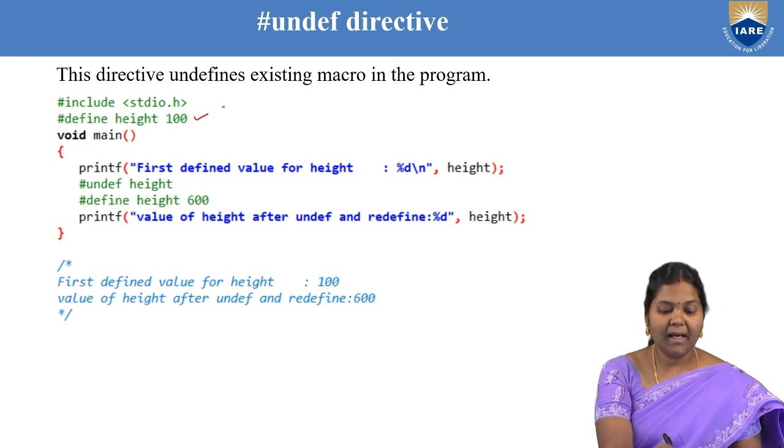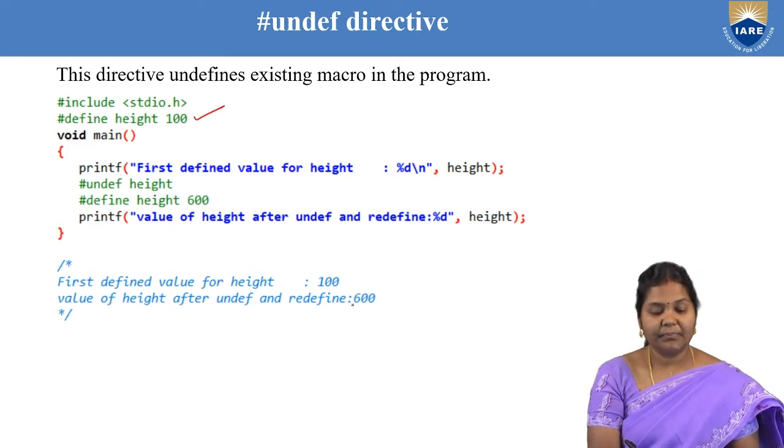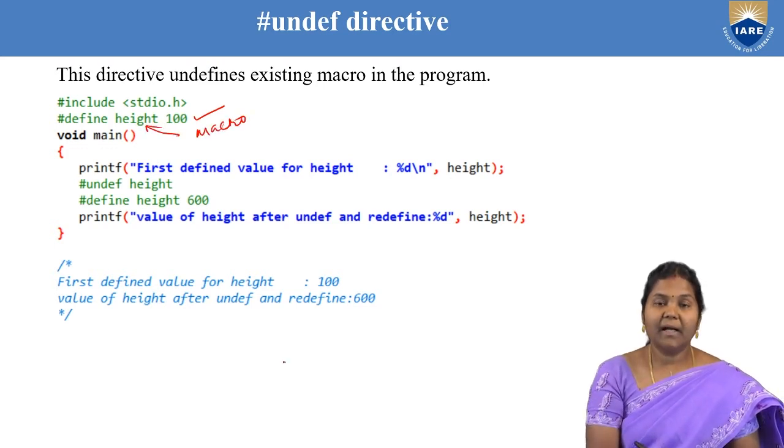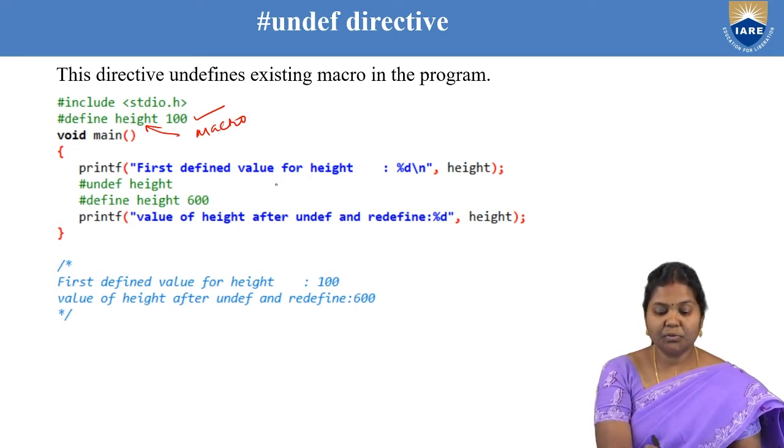For example, hash define height is 100. That means height is 100. So this is a simple macro you have defined. So wherever height appears, it should be replaced by 100. For example, I have first the print statement. I am printing the value of height, so 100 is printed.